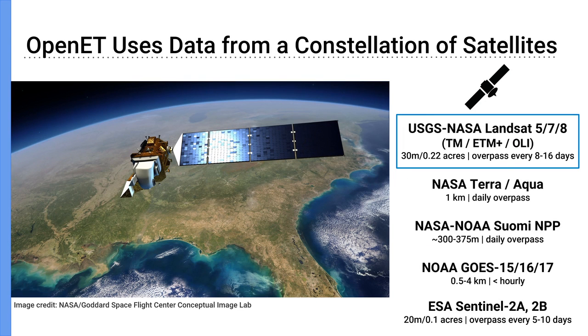OpenET is driven primarily with Landsat data, which provides information at a resolution of 30 meters, but also incorporates data from other satellites such as NASA's Terra and Aqua and NOAA's GOES satellites, and the European Space Agency's Sentinel-2 satellites to provide a robust set of inputs to support reliable data production across the Western U.S.